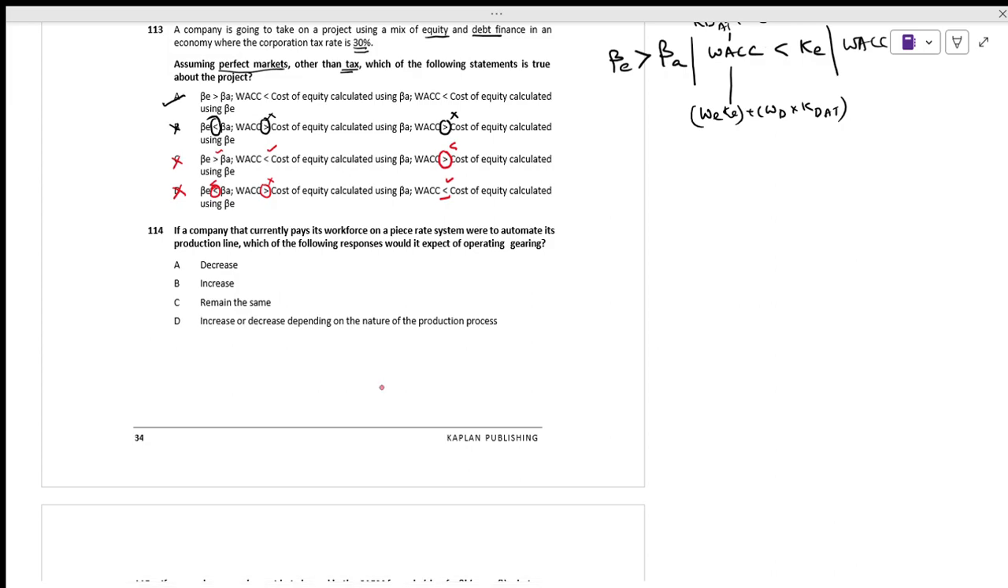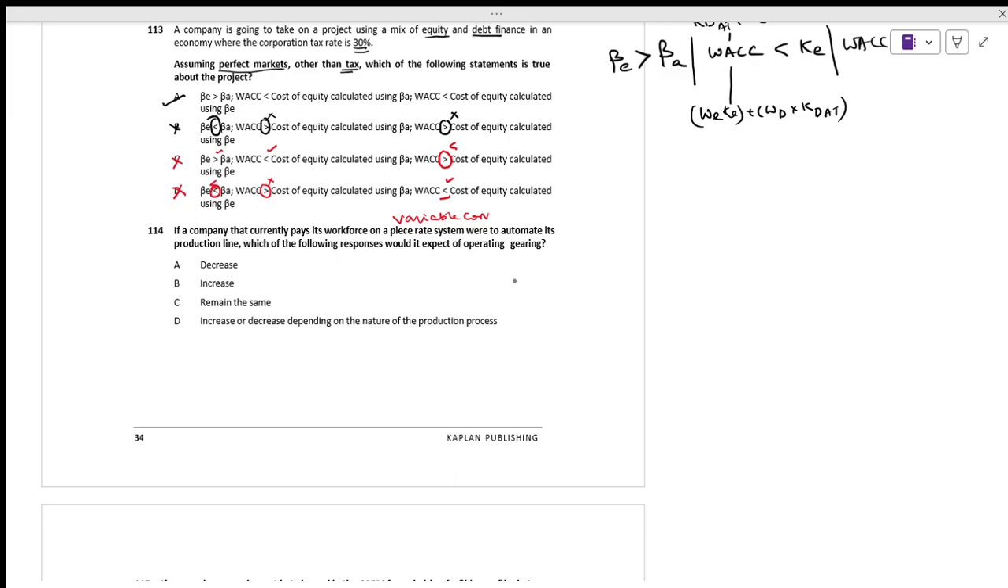Now, a company that currently pays its workforce on a piece rate system, is it? Piece rate system means variable cost, is it right? To automate its production line, which of the following? When you are paying on a fixed cost, cost will increase. Variable cost, the piece rate system, as per the requirement, will change.